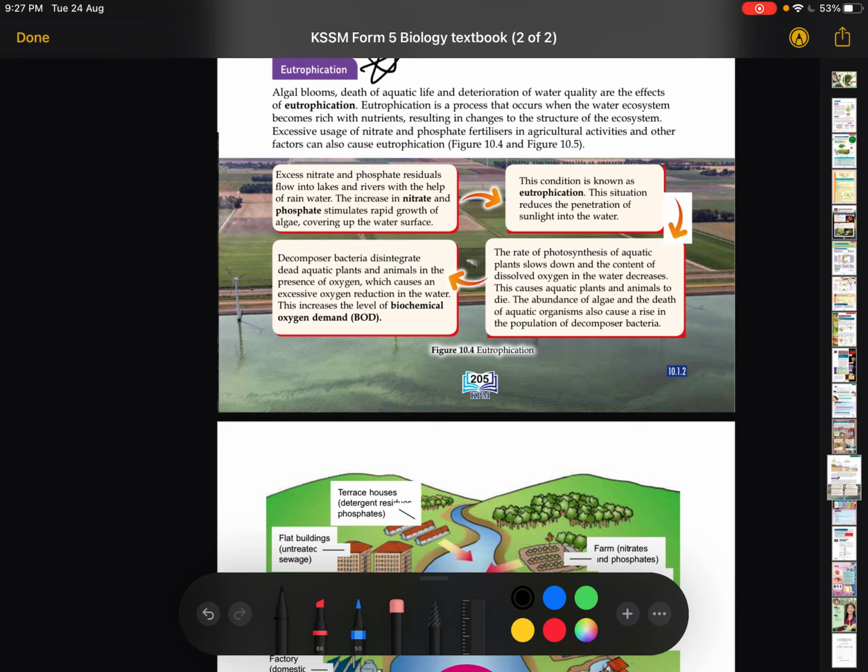Eutrophication happens when the water becomes rich with nutrients, but bad nutrients, resulting in changes to the structure of the ecosystem. For example, nitrate and phosphate. If you have nitrate and phosphate in your water, the algae love nitrate and phosphate ions. So the algae will grow faster, and it will cause algae bloom.